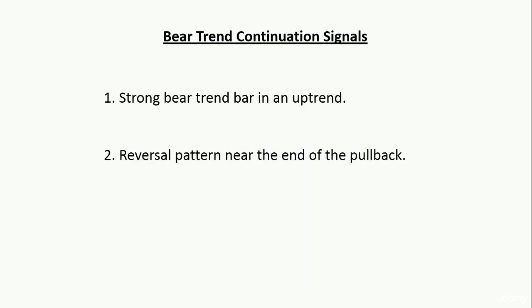Similar to the bull continuation signal, the bear trend continuation signal can also be either a strong bear trend bar in a bear spike or a reversal pattern near the end of a pullback. In this lecture, I will explain each type of this signal through different examples.